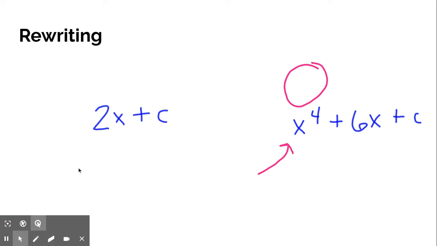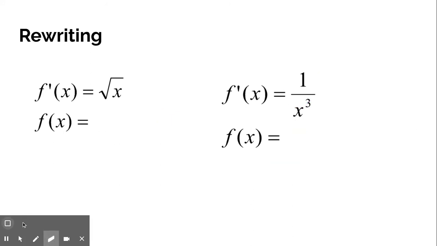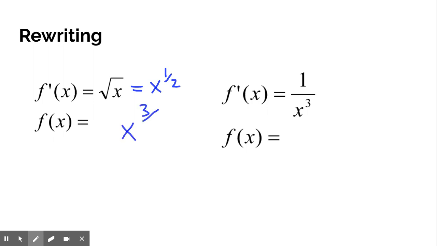So let's move ahead one slide. I'm going to clear this out. All right, sometimes it's not so straightforward. Sometimes we need to rewrite before we take the antiderivative. I know that as an exponent, this is really x to the 1/2 power. So if I go by my add 1, divide rule, I'm going to make this x to the 3/2, add 1, and divide, which is really multiplying by the reciprocal. So I have 2/3 x to the 3/2 power plus c.